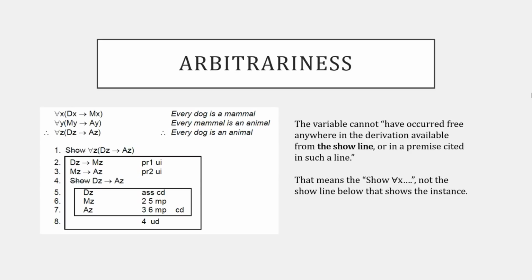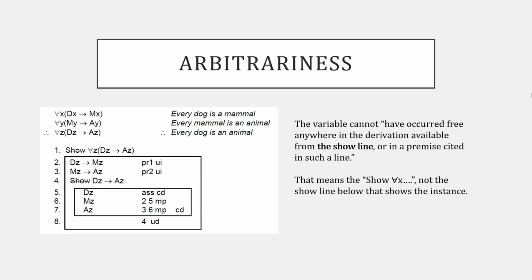Because here's what I thought. So look what they've done here. They've got the show line for the universal, and then they universally instantiate to Z. And I thought, well, doesn't that mean that when you start the show line number on line 4, that it's no longer arbitrary, because it has appeared free on a previous line?